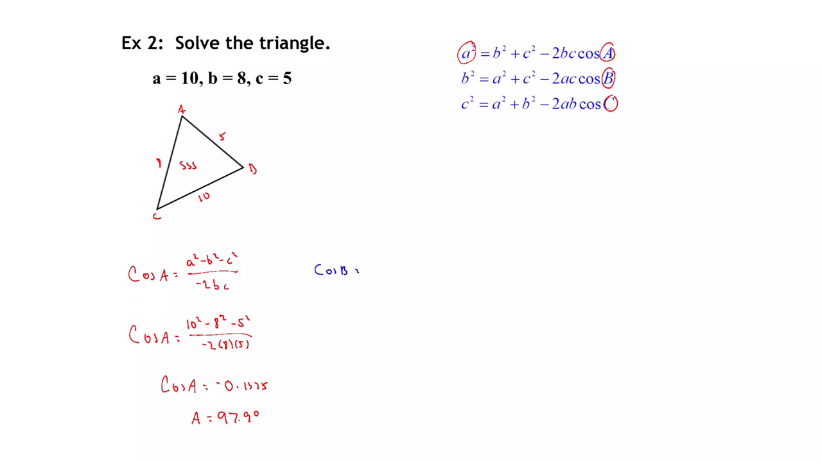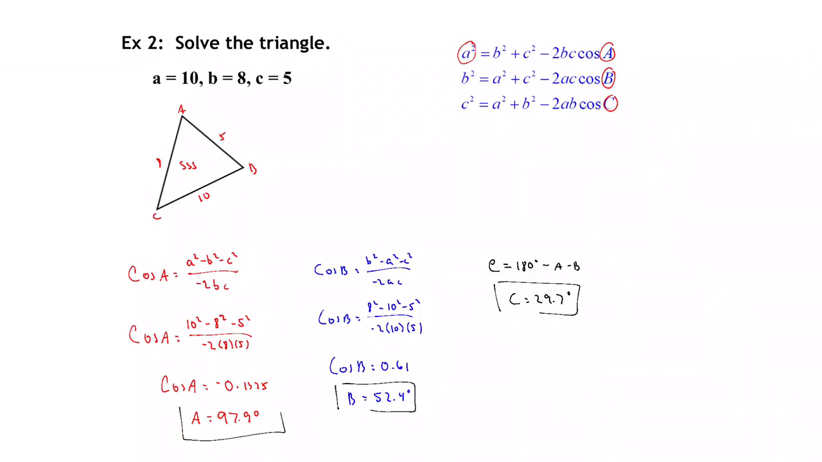So I'll do cosine of B. This will now be B squared, and then you'll subtract A squared and C squared, and then divide by negative 2AC. So we'll plug in the values. B is 8, so 8 squared minus 10 squared minus 5 squared divided by negative 2 times 10 times 5. And so if you plug that in, you will get a value of 0.61. Use the inverse of cosine, and that will give you 52.4 degrees. And then the last one, you can take angle C and do 180 minus A minus B. So that will give you C is equal to 29.7 degrees. So those are your three angles when you're given side, side, side of a triangle. And that's it for law of cosines.